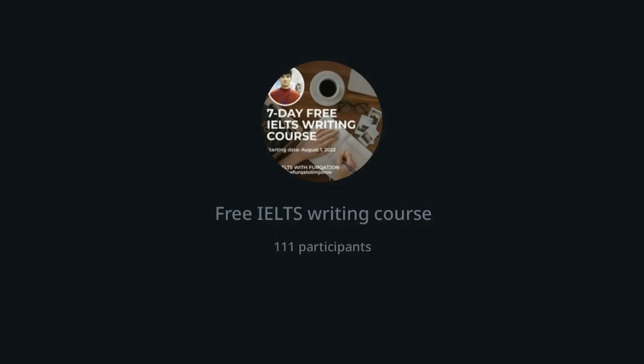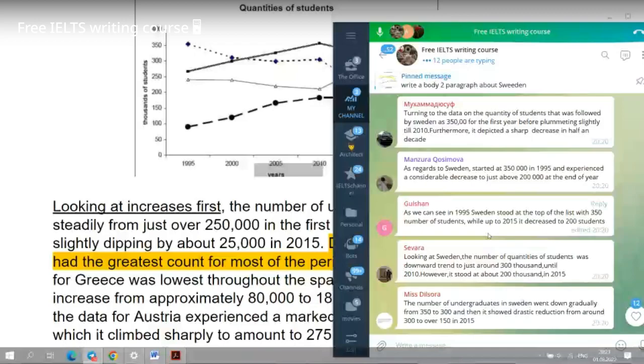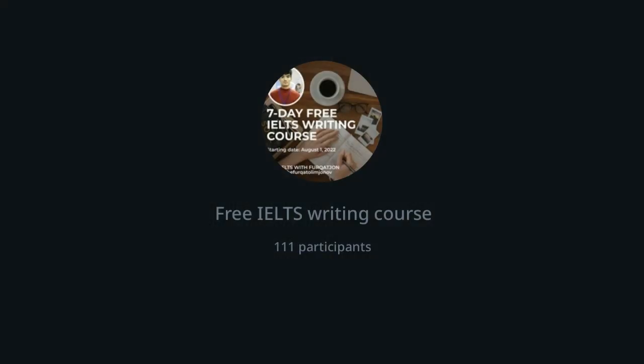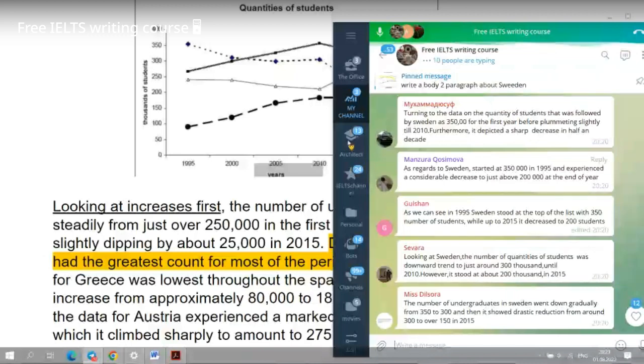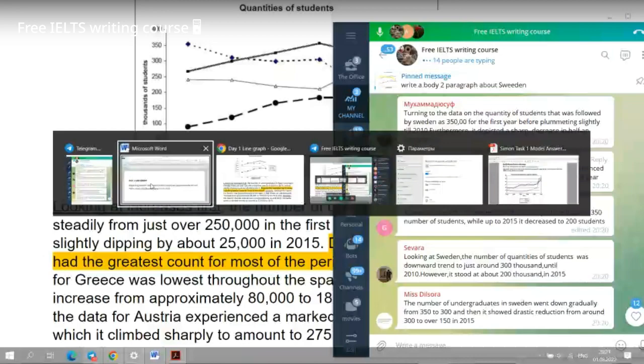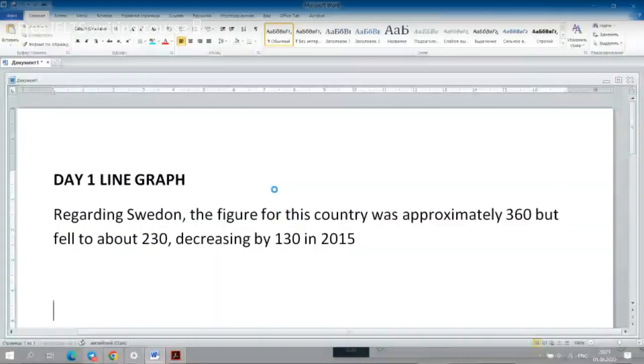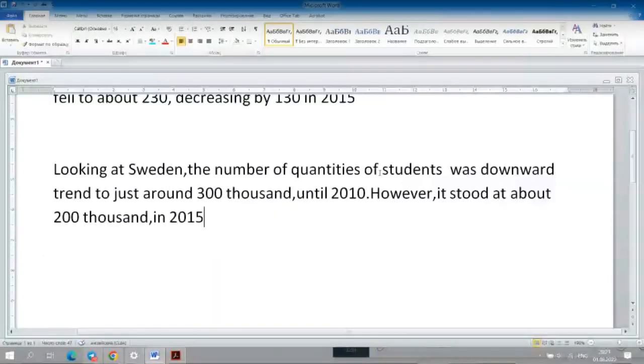So what about others? Looking at Sweden, the number of quantities of students was downward trend. Okay, let me just correct your sentence. So let's look at another example: looking at Sweden, the number of quantities. Here's what you should do. You should either say the quantities of students or the number of students. In this case, it's better to say the number of students.